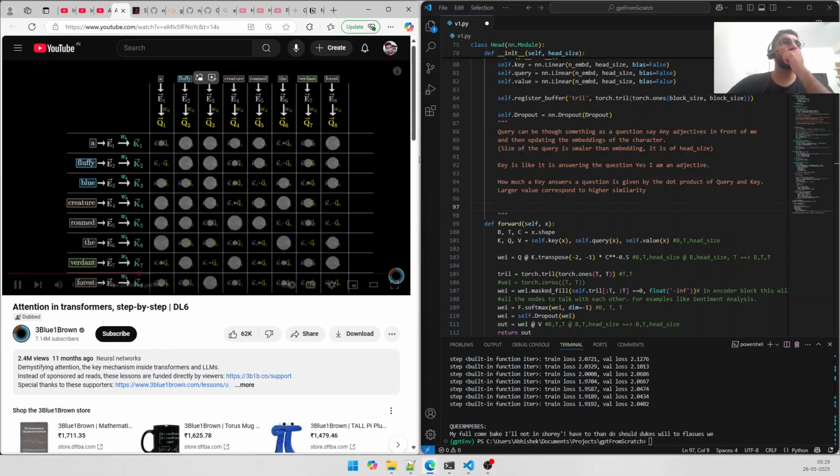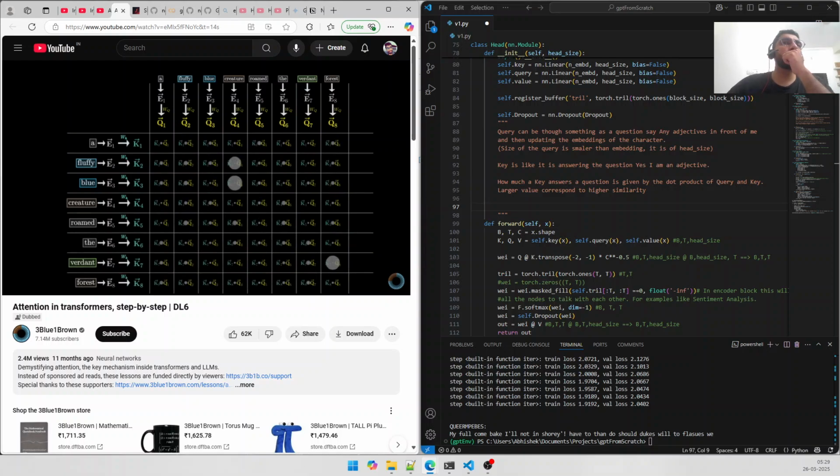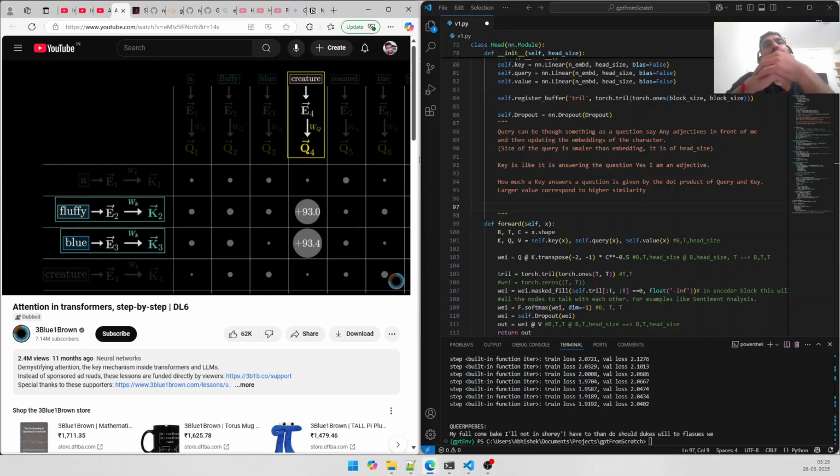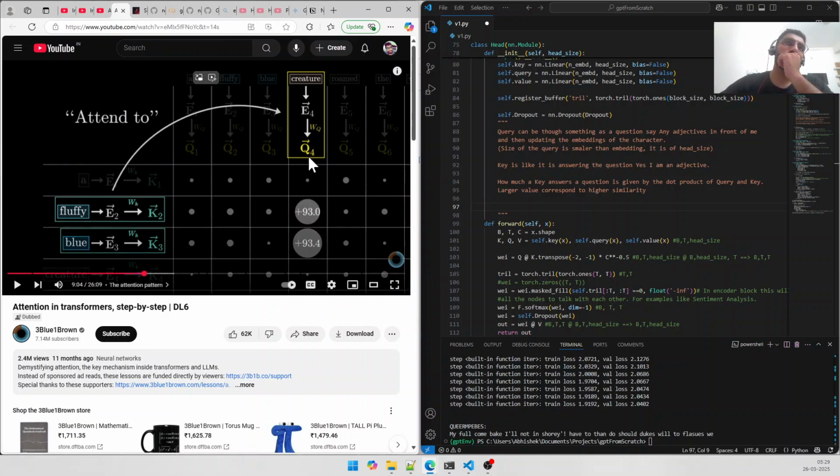For our adjective-noun example, that would look a little more like this, where if the keys produced by Fluffy and Blue really do align closely with the query produced by Creature, then the dot products in these two spots would be some large positive numbers. In the lingo, machine learning people would say that this means the embeddings of Fluffy and Blue attend to the embedding of Creature.